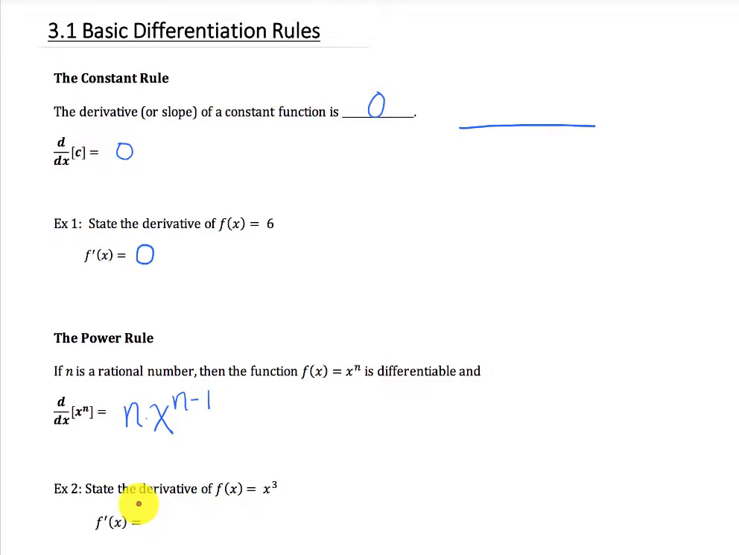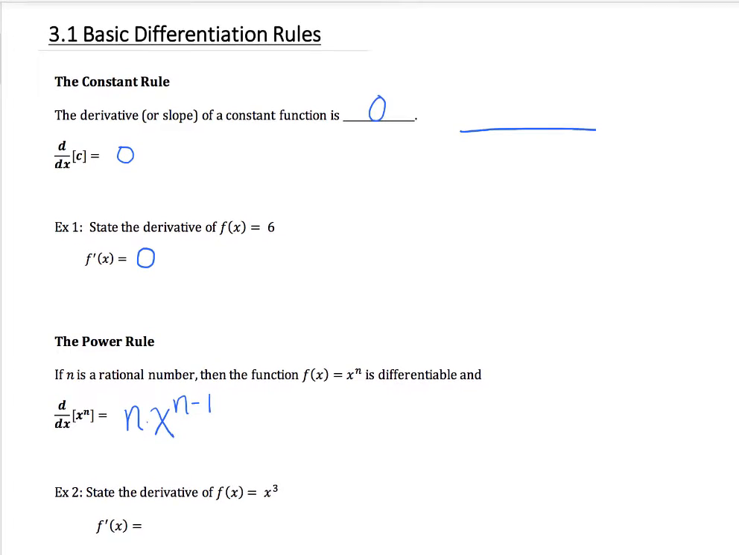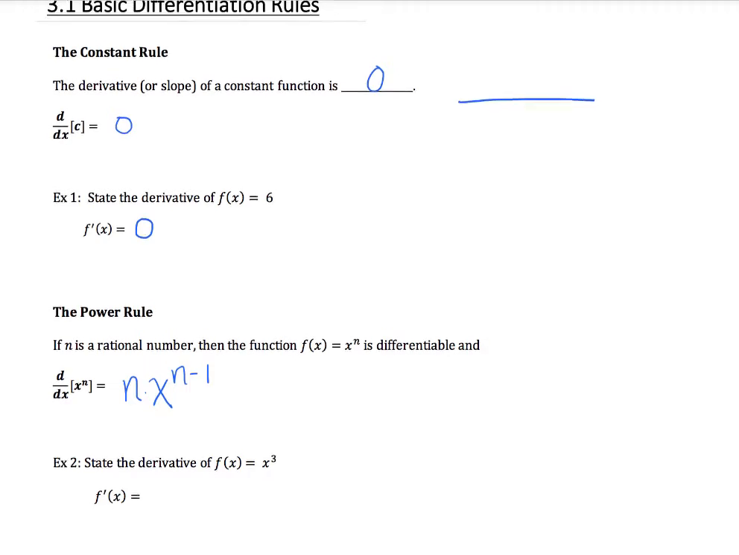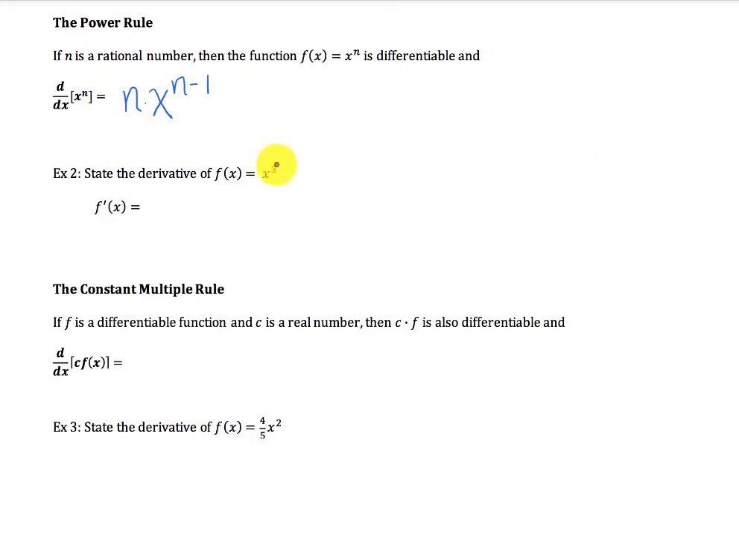So to see this in action with an example, you would take this x cubed function and just look at the power. So you're looking at the power 3. You take the 3 and you multiply it in front as the coefficient. So you now have 3 times x to the, what's 3 minus 1? 2. So our derivative would be 3x squared. So that's a lot easier than doing the limit as h approaches 0 of f of a plus h minus f of a all over h, but it works every time.